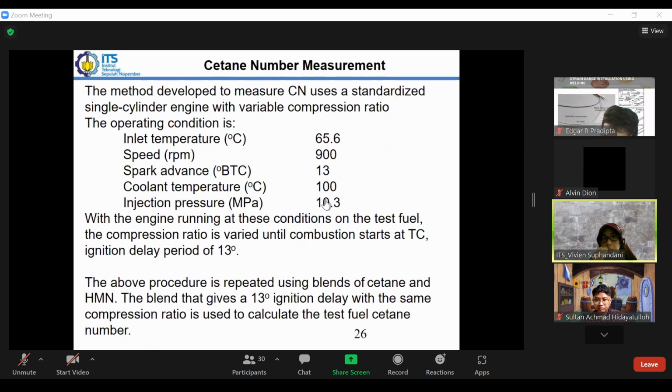Aside from that, we can also measure the cetane number with the same method as before. We have the variable compression ratio engine, in which we specify the operating conditions: the inlet temperature, the rotational speed, the spark advance. This one is similar, and now we specify the injection pressure, which is 10.3 megapascal. So with this test, we can find the cetane number of the fuel.